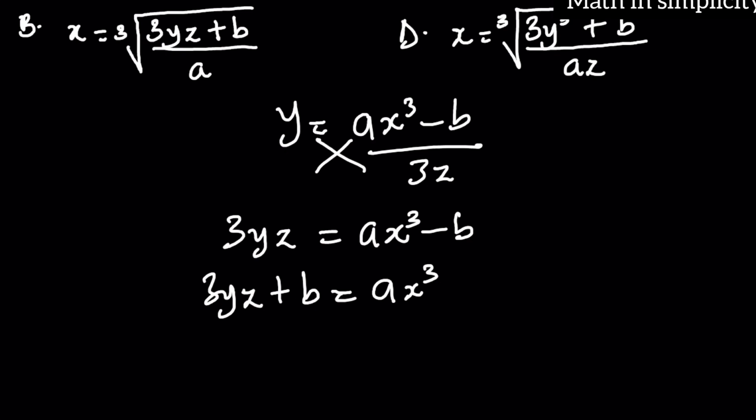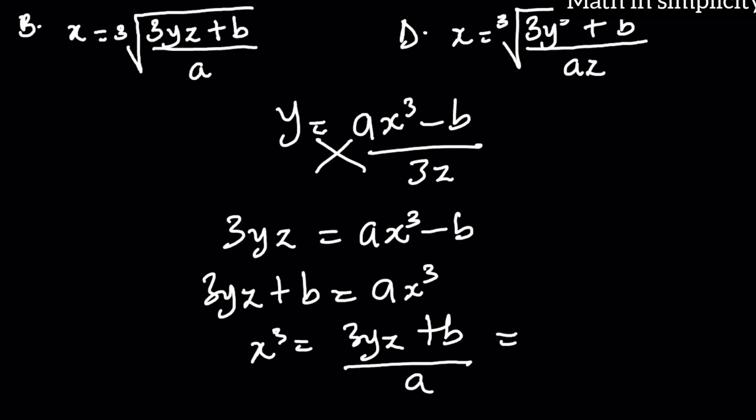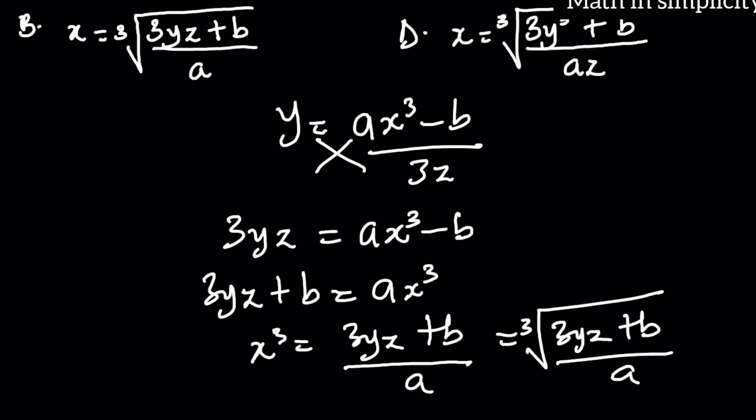So crossing this a to the other side, it is multiplication here, so when it goes to the other side, it will divide. So we have finally s cubed is equal to 3yz plus b divided by a. Now if you want to eliminate the cube, then when you cross the equality sign, it becomes the cube root. So finally this becomes the cube root of everything, which is 3yz plus b divided by a.